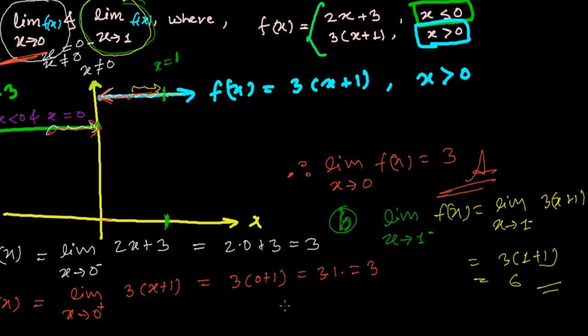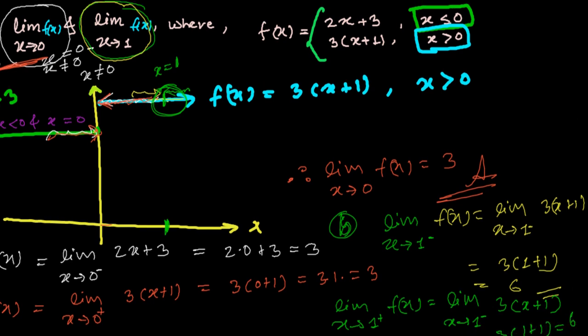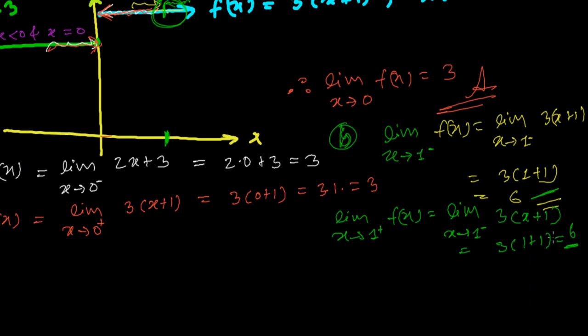And now let's find out the right hand limit for the second question. When we approach from the right hand side, what will be the limiting value? Let's find out. So f of x, and again at this place we have to choose this function, because the other one is only for 0 and less than 0. So again limit x tends to 1 plus, it will be again 3 times x plus 1. Let's plug the value. So it is 3 times 1 plus 1, that is 6. Wow, wonderful. From the left hand side also we got 6, from the right hand side also we got 6.